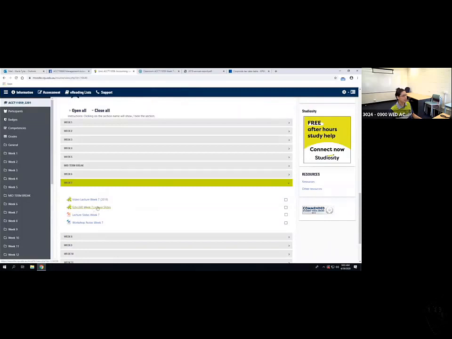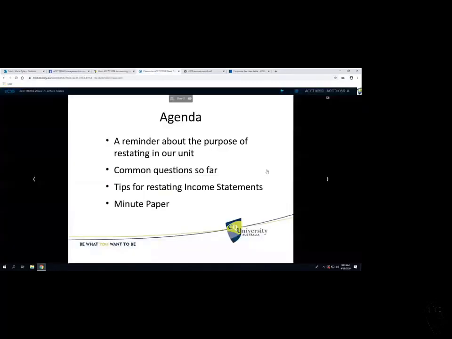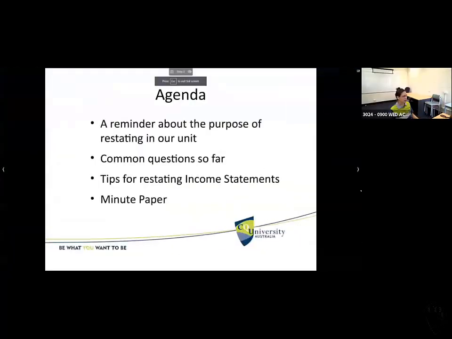When you click that, it'll pop up with a little window that says your activity has opened in a new window, but it hasn't. There's a little link underneath that says open in a new window. So just click on that link. I need you to get into the slides and follow along with me today, please. All right, so back to our slides.